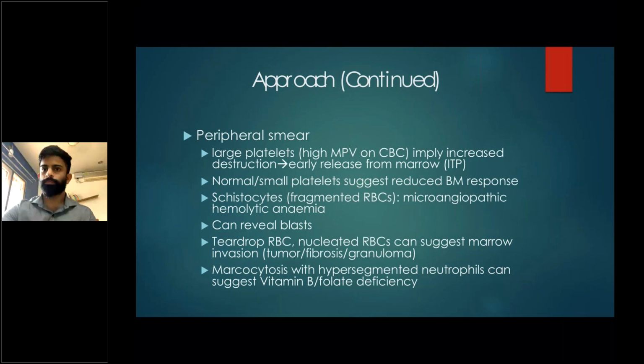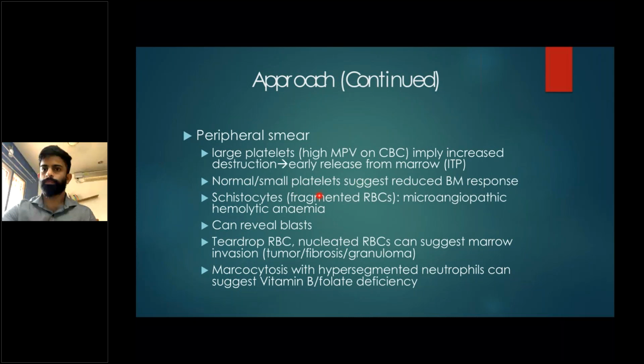So the next thing that you do is you have to get a peripheral smear. In the peripheral smear, you have to look for large platelets. So a high MPV on CBC implies increased destruction, so early release from the bone marrow, probably seen in ITP. Now ITP is not diagnosed just based on this particular thing. It's a diagnosis of exclusion. So you have to go for all the other tests also to rule out the other causes. So increased destruction and all you have to rule out.